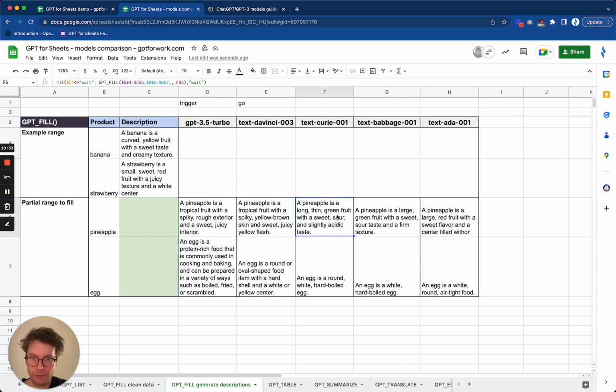Then Curie, pineapple, okay, not so bad for pineapple, but for the egg, well, this is really bad. Never did I say the egg was hard-boiled. So the results for the egg become worse and worse as we go to the cheapest models. However, the pineapple is, well, not so bad for the other models. Okay, well, again, the winner is clearly ChatGPT in this case, with a close second for DaVinci, but they're all different from the rest of the pack.